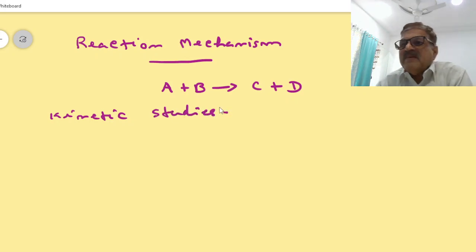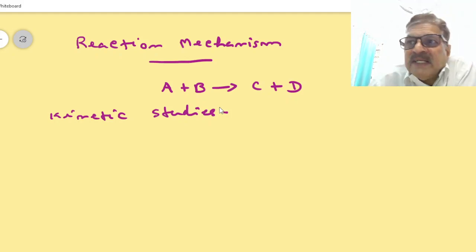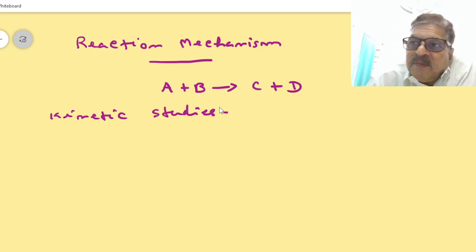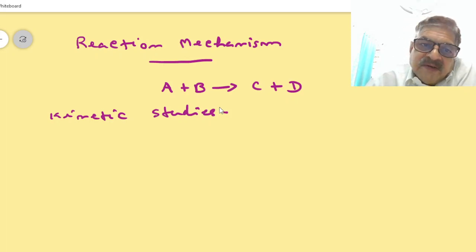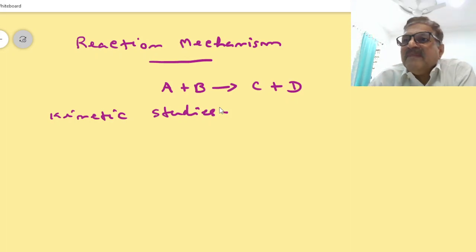Kinetic studies are concerned with the rates of chemical reactions, so it is the most common method here. The second one is the identification of all the products of a reaction. Then you study the reaction by changing the structure of the reactants and changing the solvent, and whatever stereochemical evidence is available. These are the methods generally used for studying reaction mechanisms.